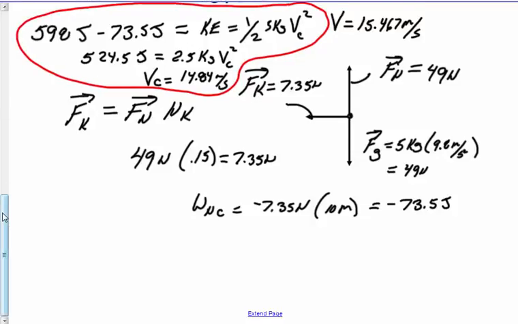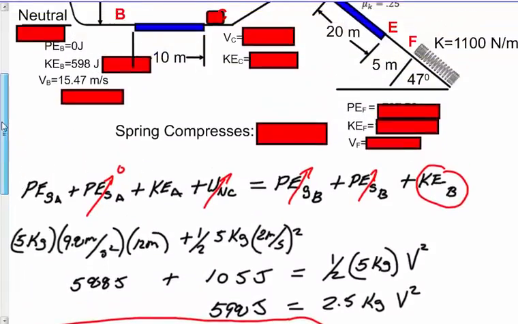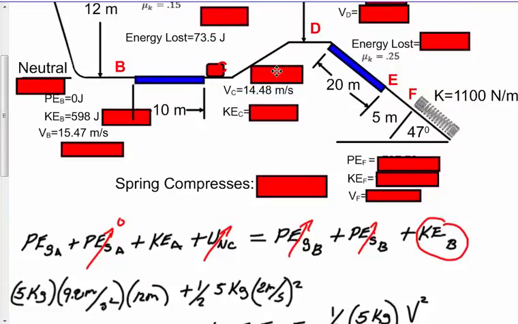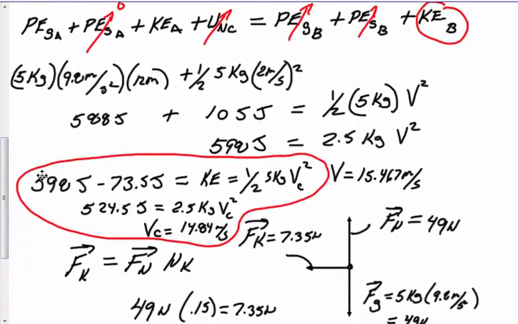Okay, so let's go up and check our values. Again, the work done by non-conservative forces here should be 73.5, which it is. What is the velocity at C? 14.48, exactly what I calculated right there. Oops, I wrote that wrong. I apologize.